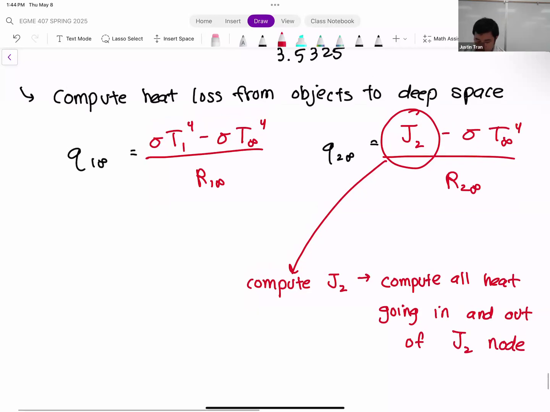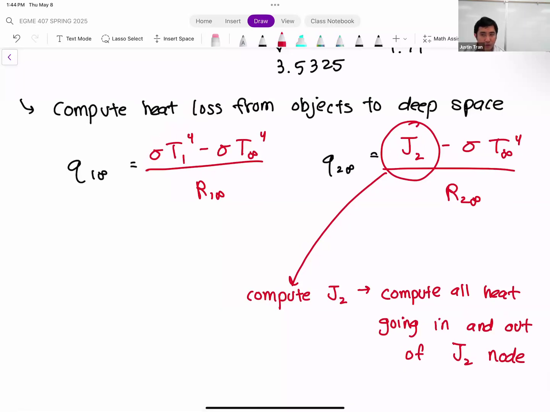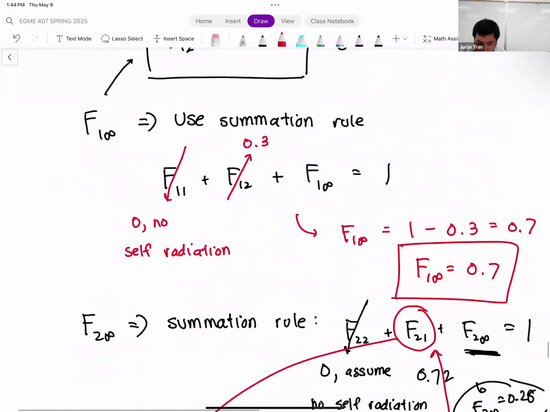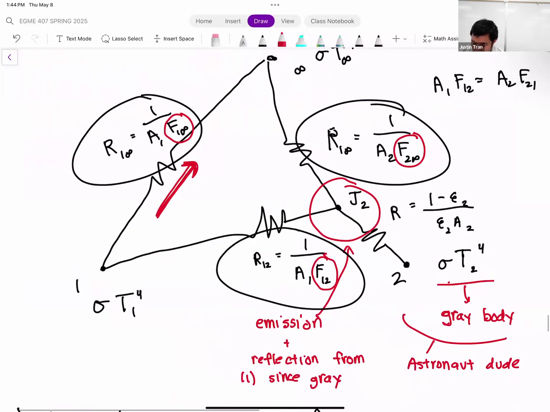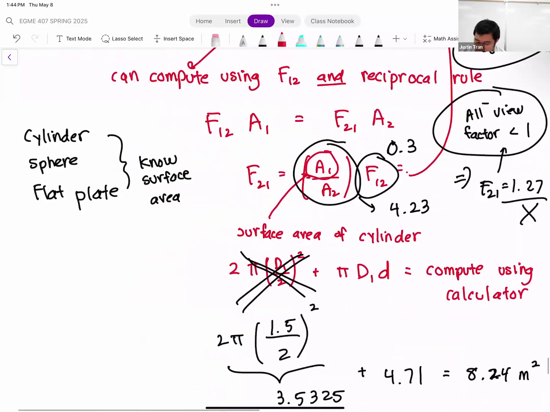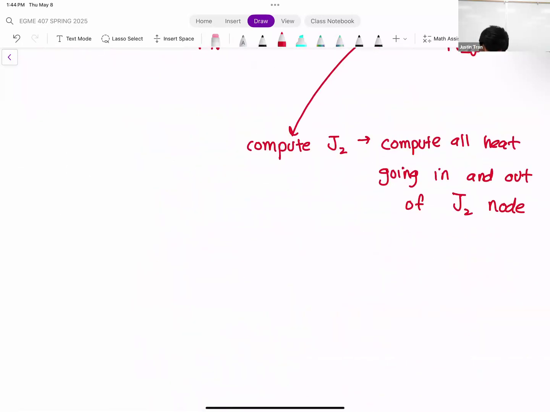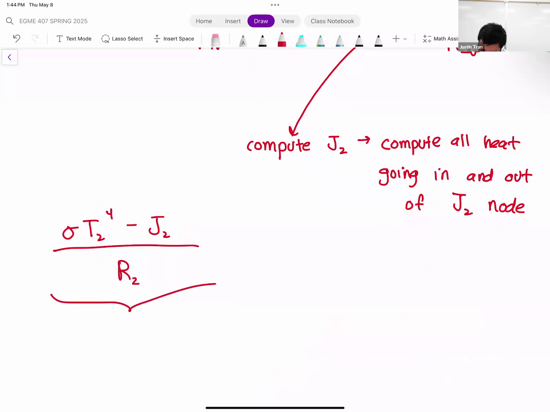This last one is a few different steps. First you need to compute the radiosity, then you plug the radiosity into this equation to compute the heat loss. So for the radiosities, let's go back up here. This J2 node has 3 branches: 1 branch coming in and 2 branches going out into the middle of the circuit. So we have sigma T2 to the 4th minus J2 divided by R2. This is the heat coming into node 2.